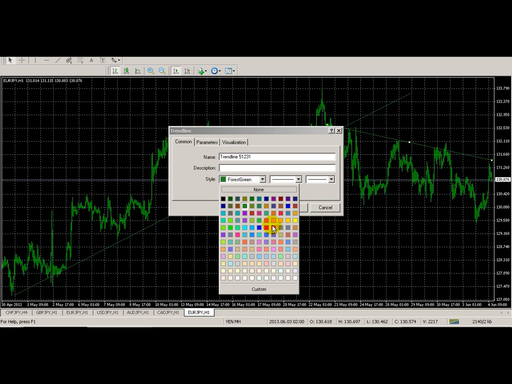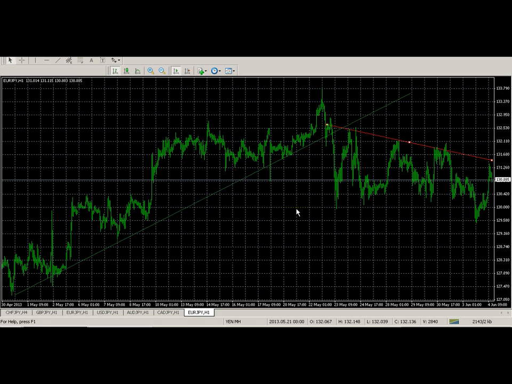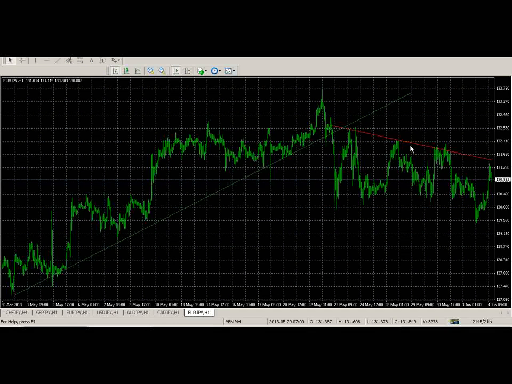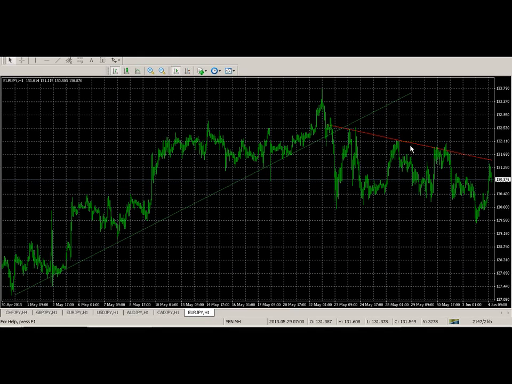So I'm going to color this one red, because just by doing those two simple things you actually know where you are in this market. Well, we're in a consolidation and we're going sideways. There's one indicator which you can use in sideways markets, and that's stochastic. That tends to work quite well in a sideways market.